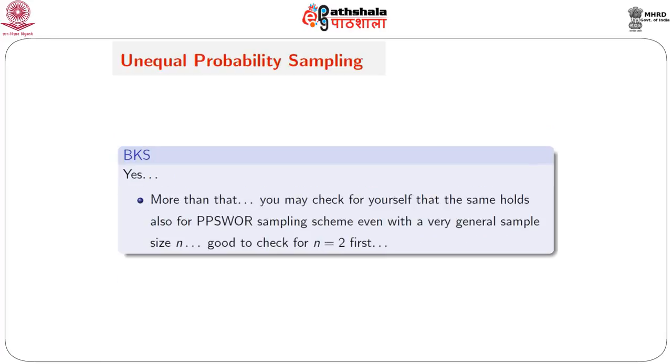More than that, you may check for yourself that the same inequalities, as you said, hold also for the PPS without replacement sampling scheme, even with a very general sample size small n. Good to take small n equal to 2 first, but that is almost a trivial exercise.